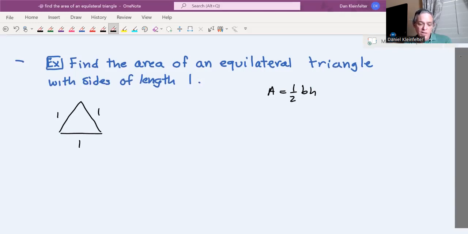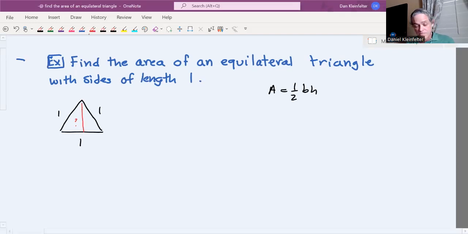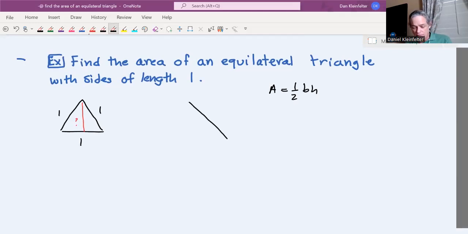So here the base is 1, but it looks like the issue is we don't know what the height of the triangle is. So that's the problem, isn't it? What you should do is pause the video, take a minute, try it yourself, and then restart the video and see how you did.